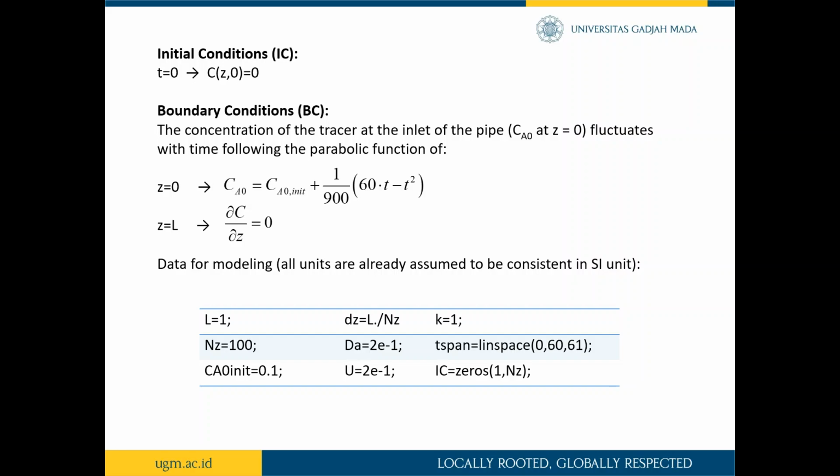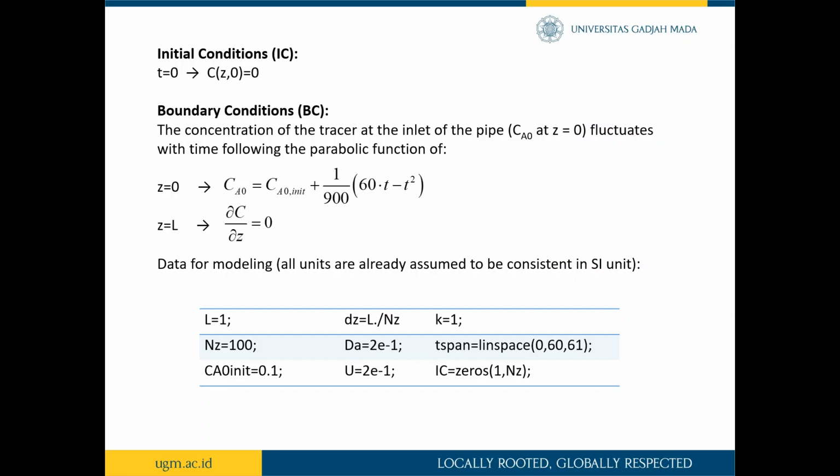In order to solve the differential equation, we need to define the initial condition as well as the boundary conditions. For the initial condition, we assume that initially the reactor is free from tracer. So at t equal to 0, the concentration of tracer inside the reactor is equal to 0. This is a second order differential equation with respect to axial position. Therefore, we have to define two boundary conditions with respect to z. The concentration of the tracer at the inlet of the pipe fluctuates with time following a parabolic function.